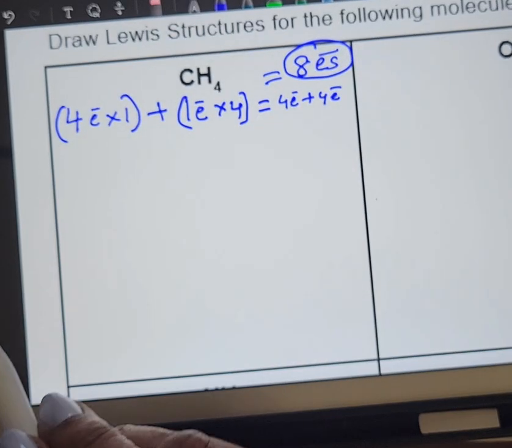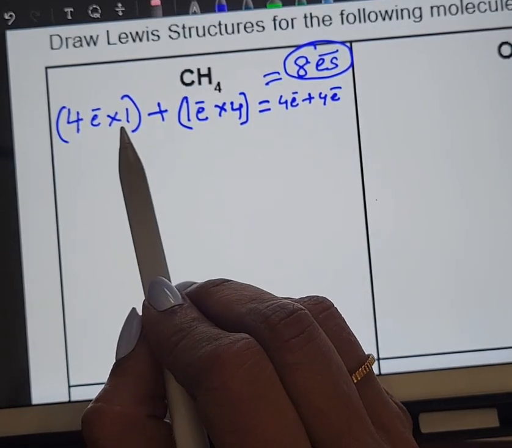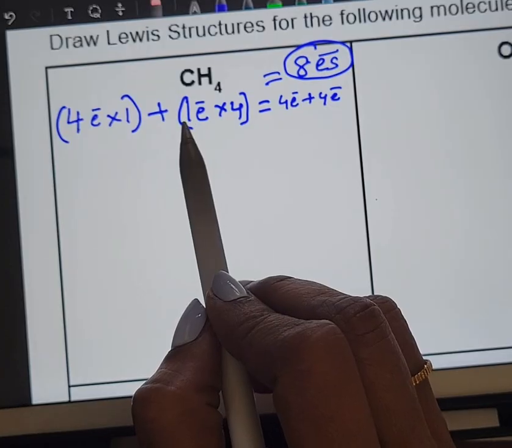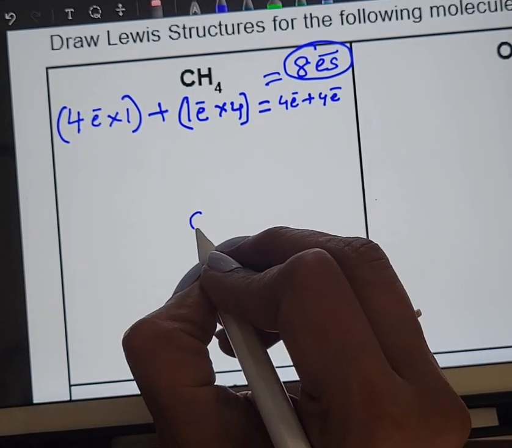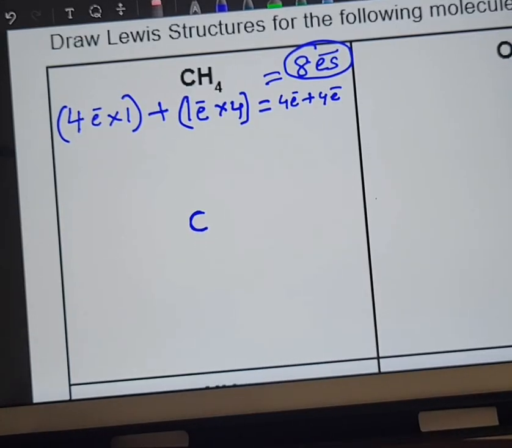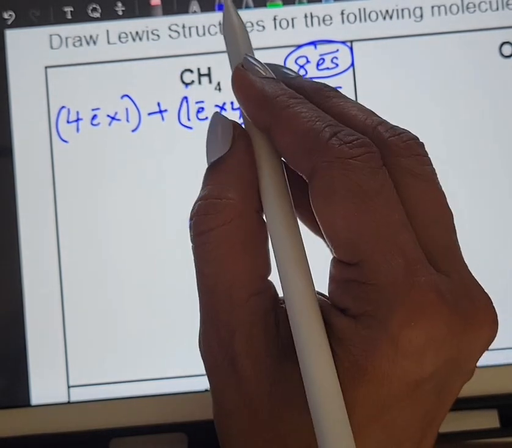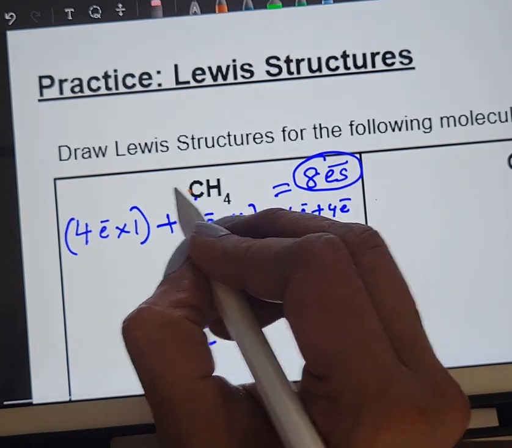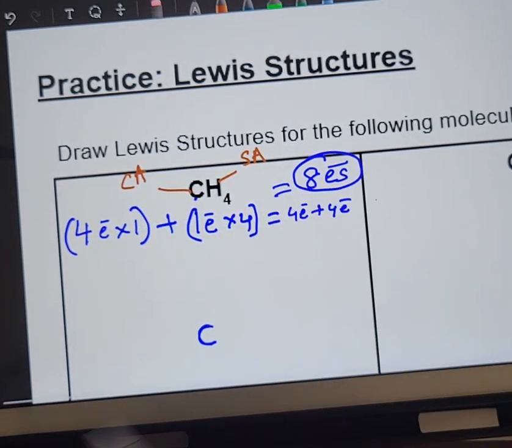So decide the central atom. I said always the least number of valence electrons will come in the center. Hydrogen is the least number, but as an exception, hydrogen will never come in the center. So carbon will come in the center. I will write carbon in the center, and this is the central atom. I would label it like that so that it will be easy for you. This is the surrounding atom.